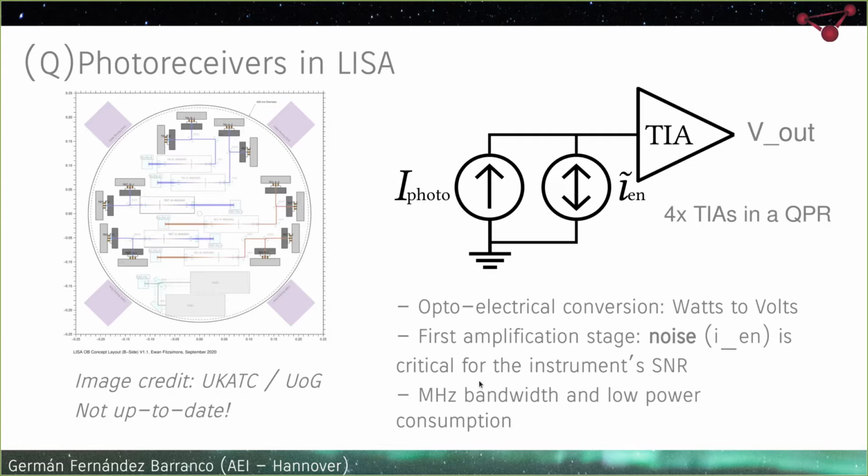But we can't forget about the bandwidth and the power consumption of the transimpedance amplifier. We also need to have enough bandwidth in the megahertz range due to the heterodyne frequencies of the LISA instrument. And we should keep the power consumption as low as possible, since the QPRs are on the optical bench, which is a very sensitive area to thermal fluctuations. And there are many of them. There are 12 QPRs on an optical bench, so the power consumption is important.